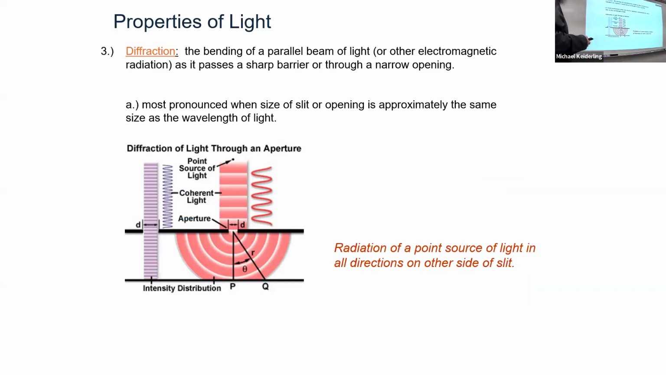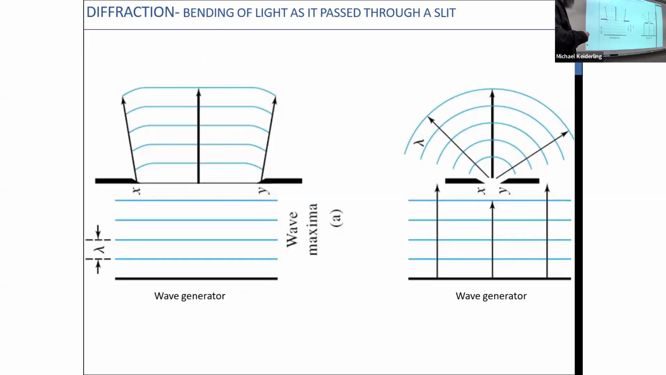Light will diffract. When it goes through a slit, it will bend around the slit. It is more pronounced when the size of the slit or opening is approximately the same size as the wavelength of the light. So the ratio of the wavelength of the light to the size of the slit is what's important. And the closer they are in size, or if the slit's smaller than the wavelength, it can have pretty big effects. A wide slit, minimal diffraction; thin slit, lots of diffraction.